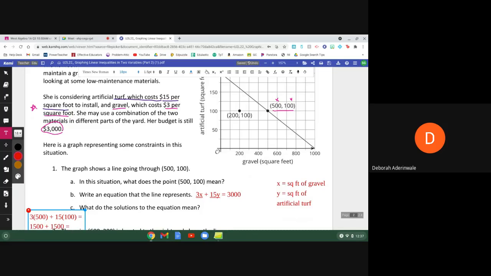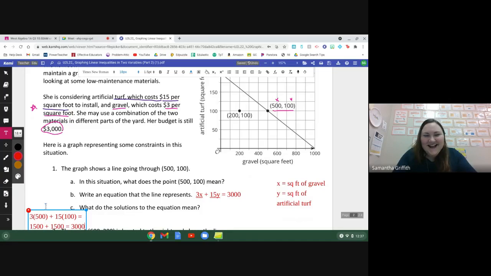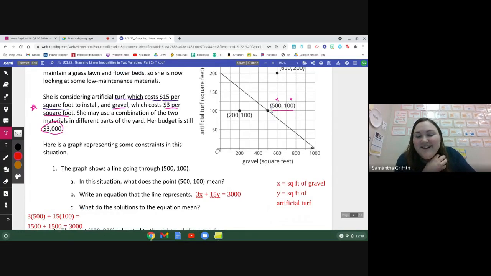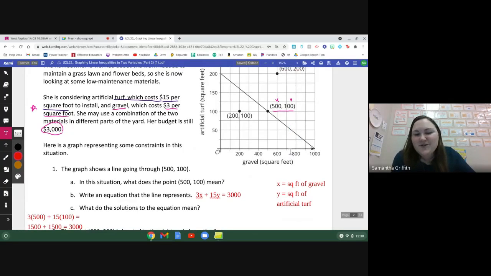Yeah, that's 3,000. Correct. So I like how you did that math to figure that out. So that point being on the line means it's equaling that budget of $3,000 there. In order to be a solution to this equation, it's a point like 500, 100. It's a point that's on the line because any point on these lines is a solution and is a combination she could buy for the $3,000.